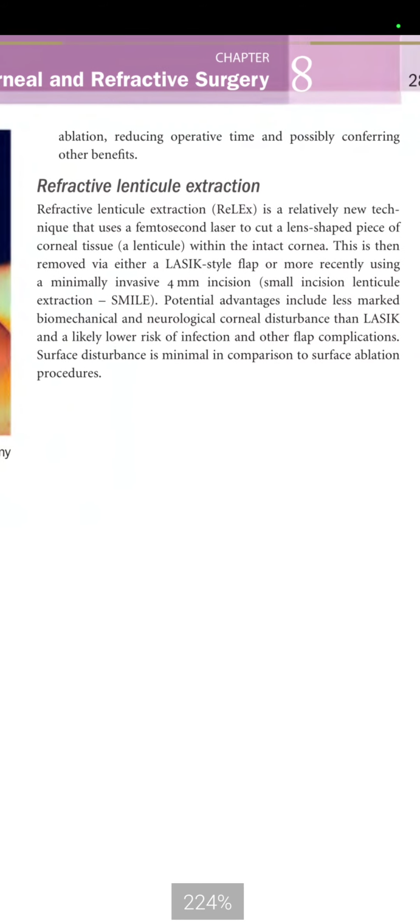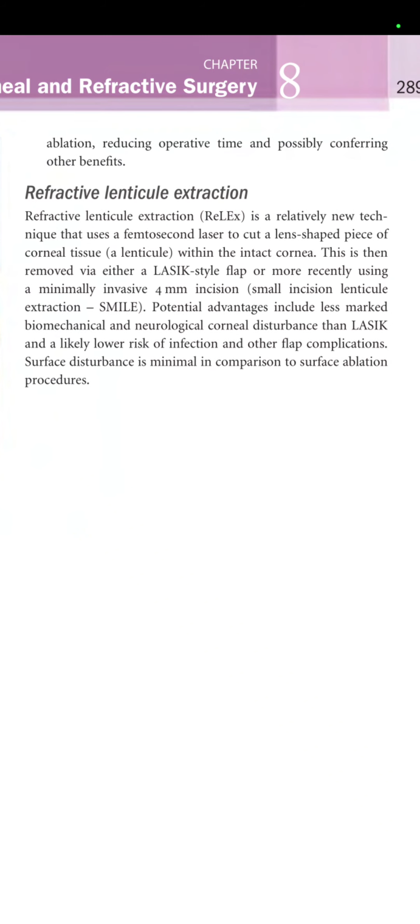Refractive lenticule extraction is a relatively newer technique that uses a femtosecond laser to cut a lens-shaped piece of corneal tissue, a lenticule, within the intact cornea. This is then removed via a LASIK-style flap, or more recently using a minimally invasive 4 mm small incision lenticule extraction, SMILE. Potential advantages include less marked biomechanical and neurological corneal disturbance than LASIK, and a likely lower risk of infection and other flap complications. Surface disturbance is minimal in comparison to surface ablation.